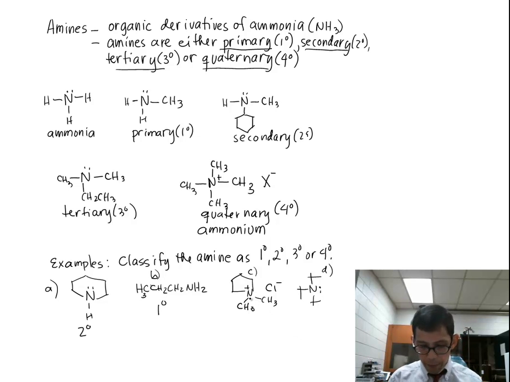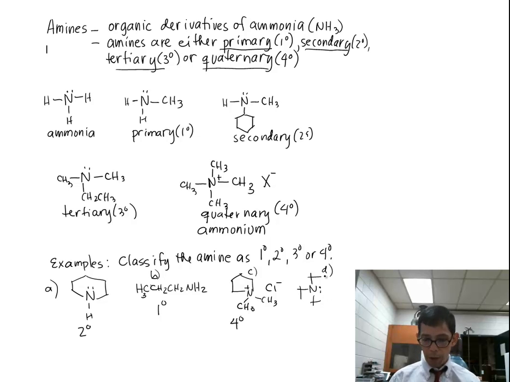Look at the third one. You have a plus charge on the nitrogen. You have that part of the ring, that part of the ring, a CH3, and a second CH3. So 4 different carbons attached to the nitrogen. So therefore, this is a quaternary amine, which makes it an ammonium, which is positively charged. So it has to have a counter ion. In this case, it's a chloride.